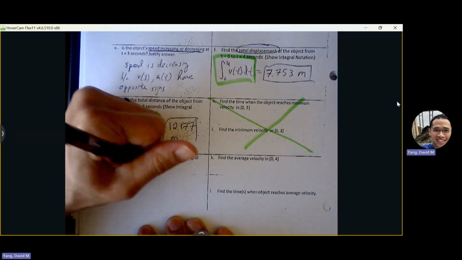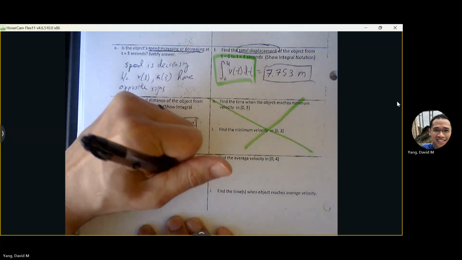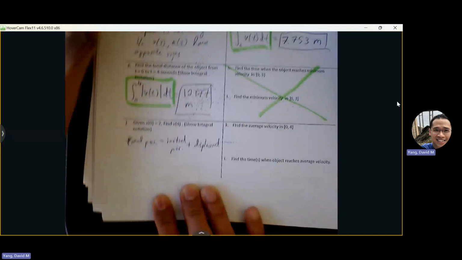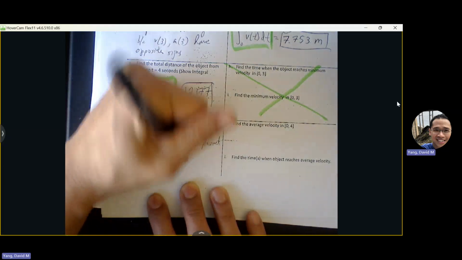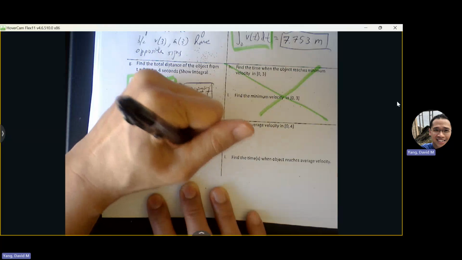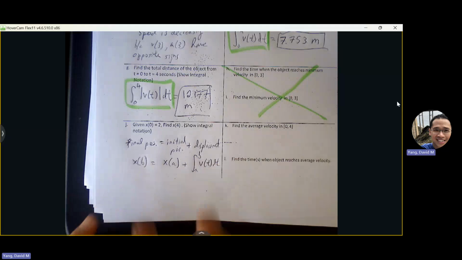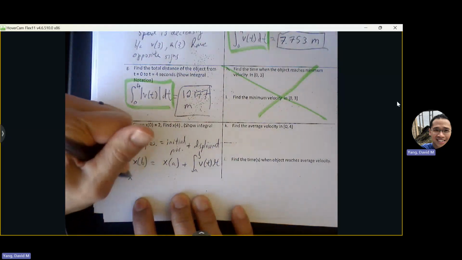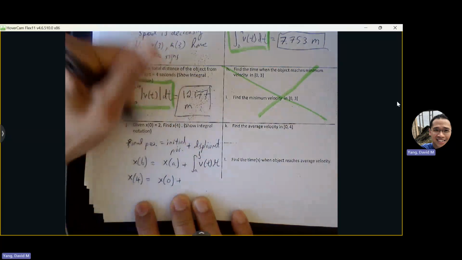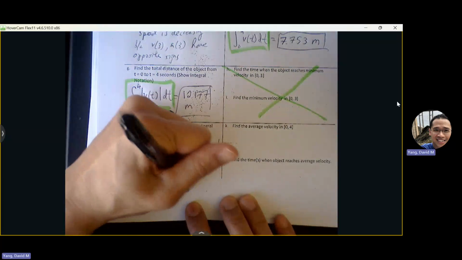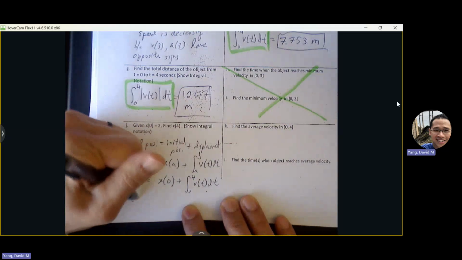is equal to the initial position plus displacement. It's a rearranging of the first theorem. So x of b is equal to x of a plus the integral from a to b of v of t. So this displacement is used, but it's including a starting location. So if I want to find x of 4, I'm going to start off at x of 0 because that's what they give me, my anchor point, and I just have to figure out how much progress I've made during that time, and then add it to where I started.